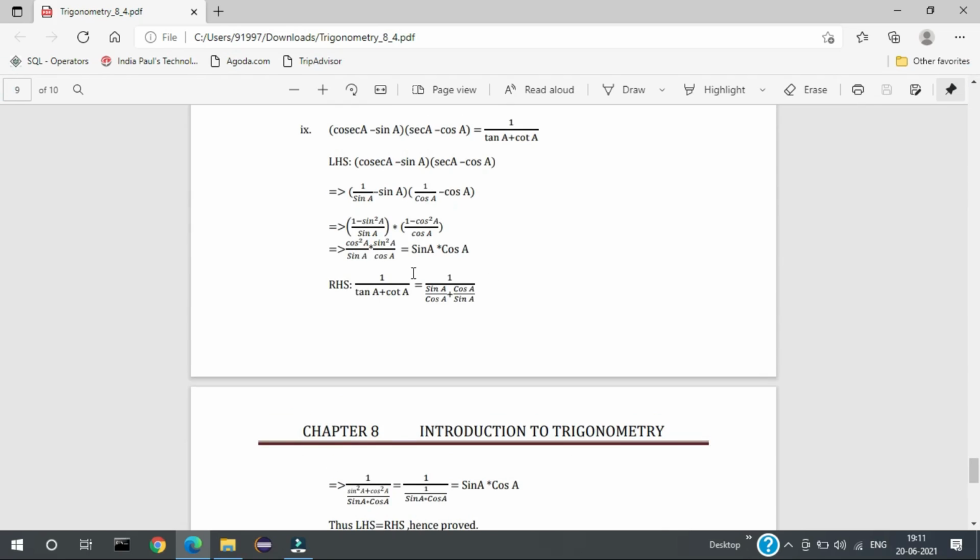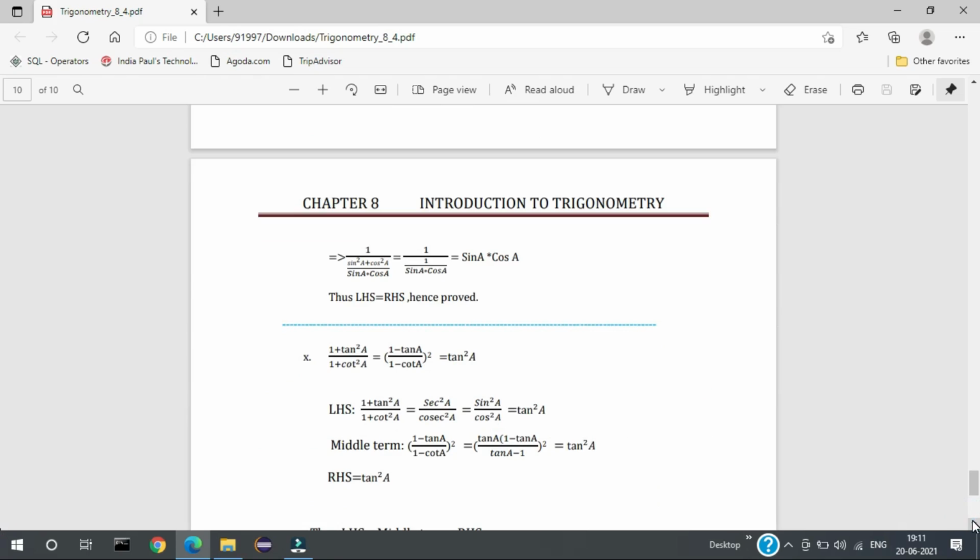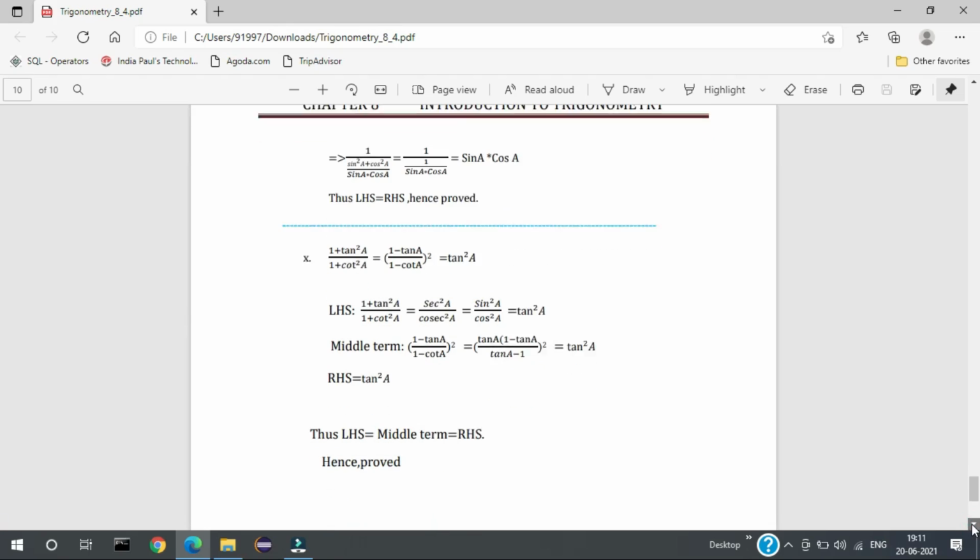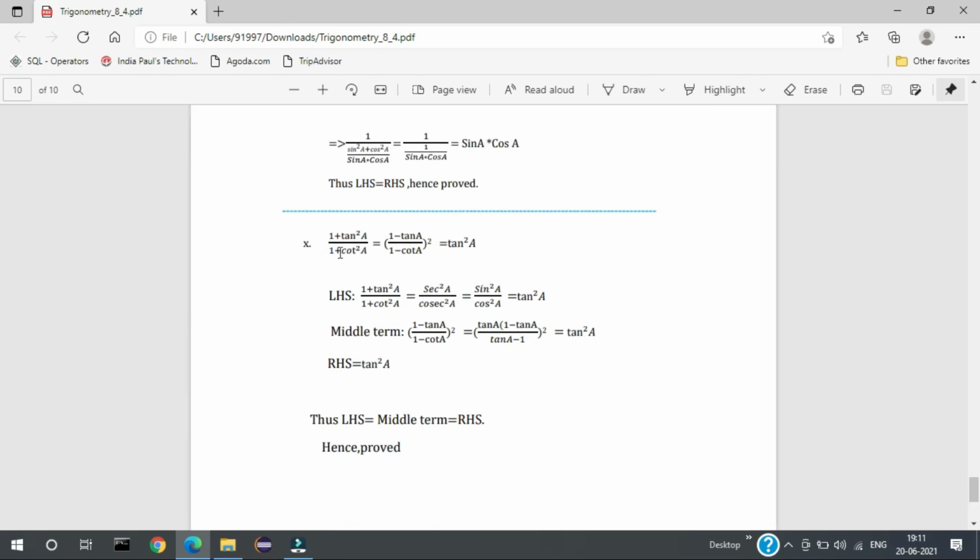LHS, how much we got? Sin A cos A. And RHS, sin A cos A. Hence, LHS equals RHS. Hence, we proved. Coming to 10th question, last question. (1 plus tan square A) by (1 plus cot square A) equals ((1 minus tan A) by (1 minus cot A)) whole square equals tan square A.